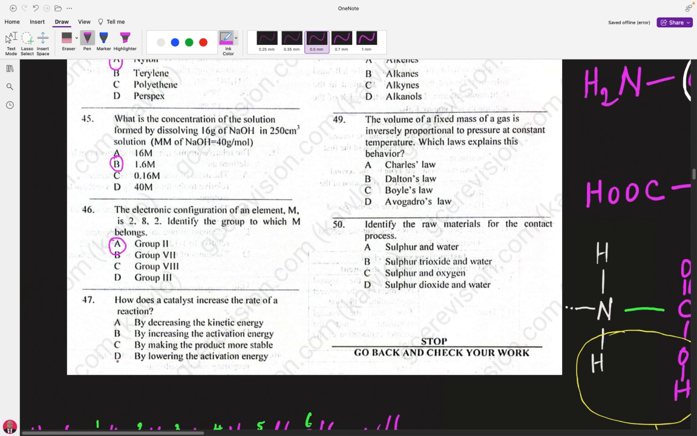When you lower the activation energy, instead of the reactants taking a lot of energy to overcome for a reaction to occur, they have a lower activation energy, and the reaction occurs very fast. So in that case, it lowers activation energy. 47 is D. Let's go to 48.